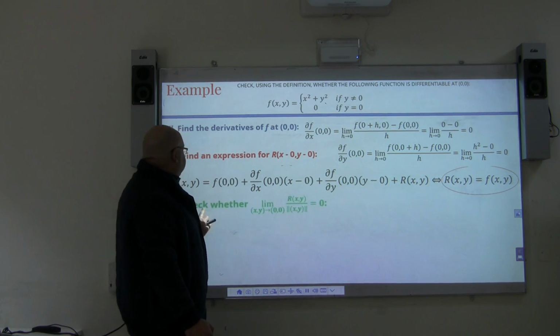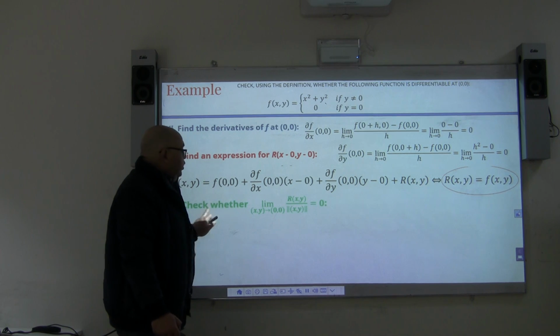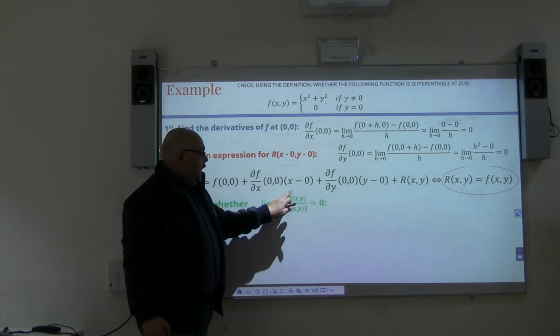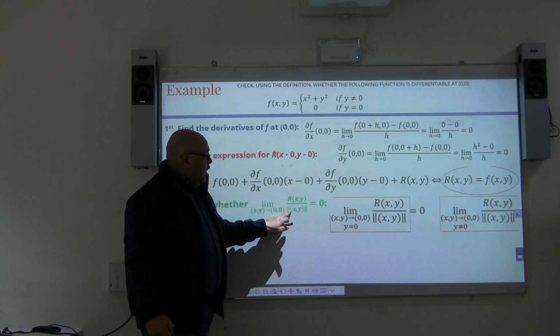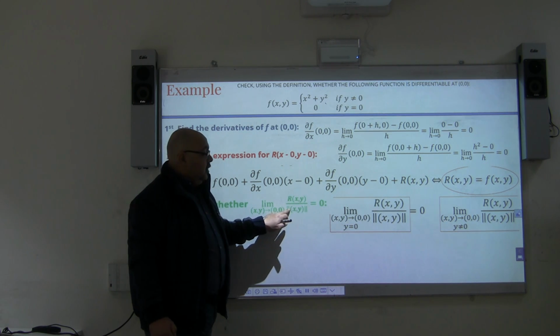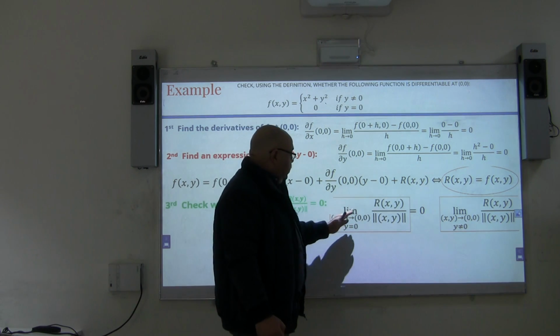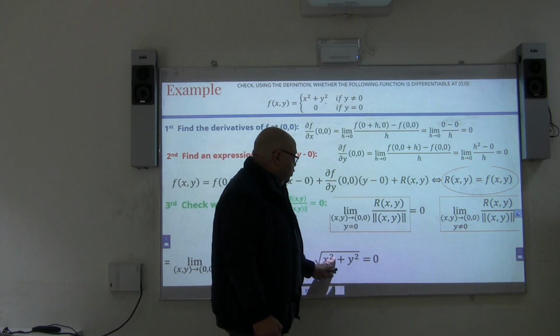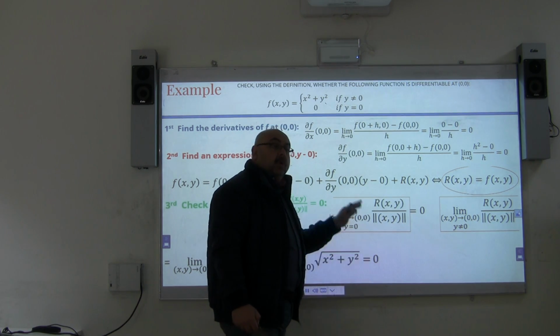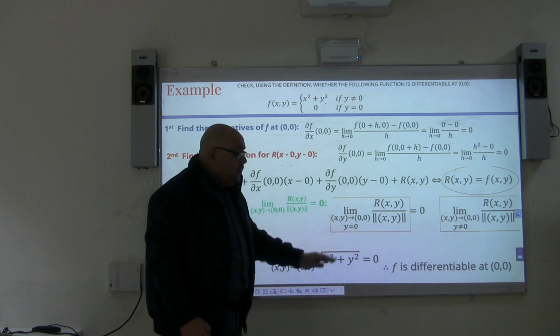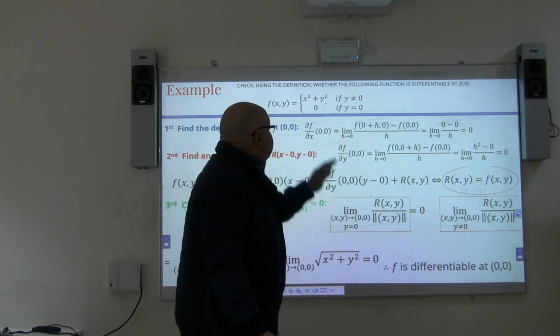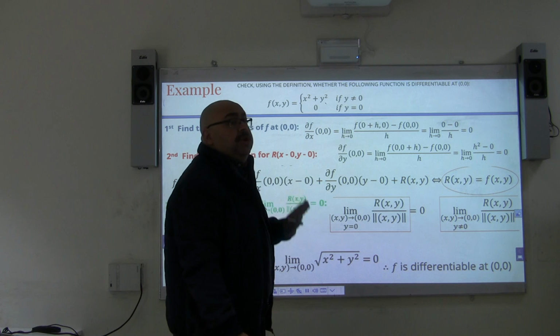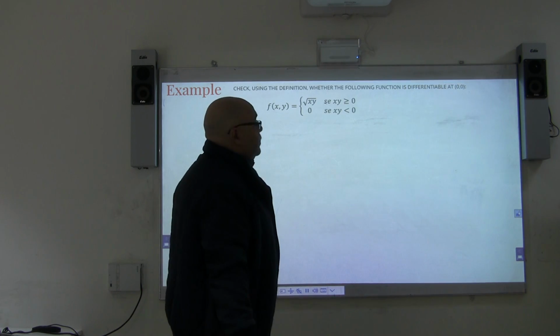Now I can do the third check, which is the limit as (x, y) tends to (0, 0) of r(x, y) divided by the magnitude of (x, y). Just making the substitution using this relation, you will find the root of x squared plus y squared, which is equal to 0, which means your function is differentiable at the origin. Same steps and everything, I will redo it once more, but with another problem.